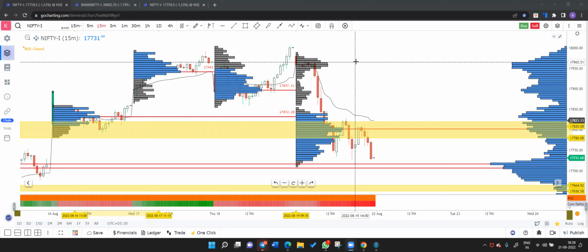Let's see what kind of moves we can get on Nifty. I'll now be sharing the levels that I'm looking at in Nifty futures, which I'll be using to trade both futures and options in the Nifty and Bank Nifty indices.